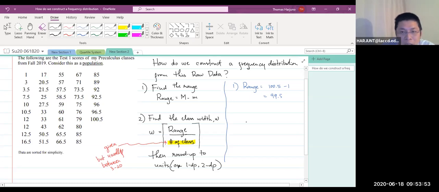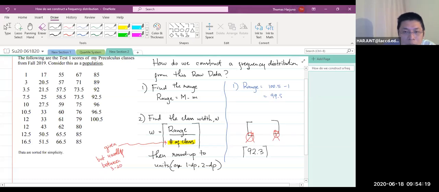It looks like a bracket, but without this part here. Now, this ceiling notation means you always round up. You don't do regular rounding. You round up.